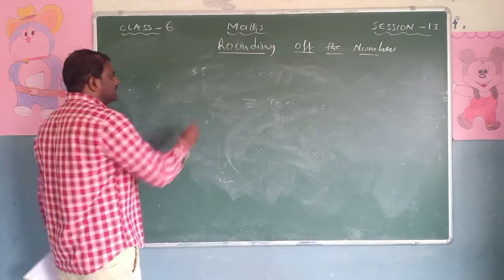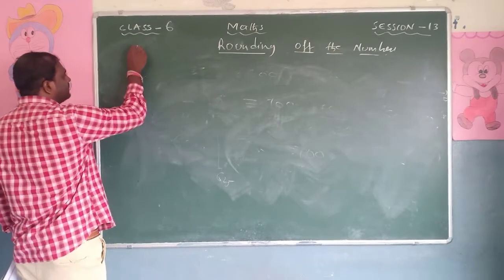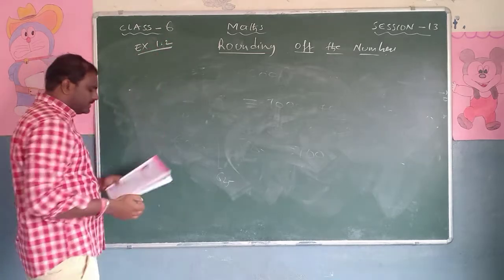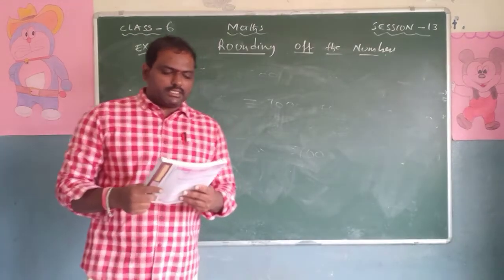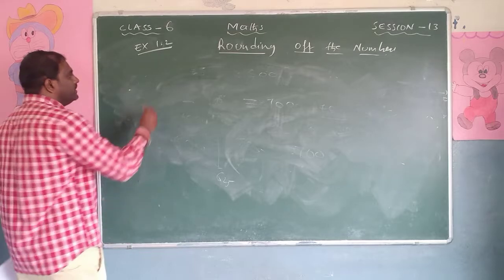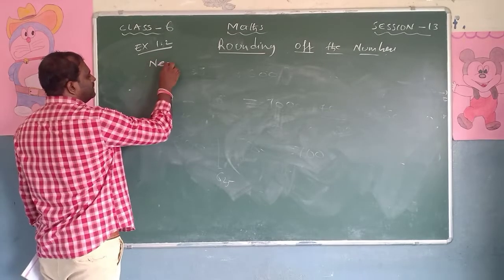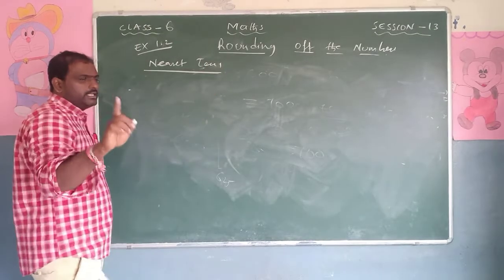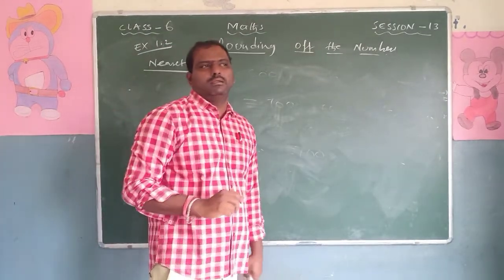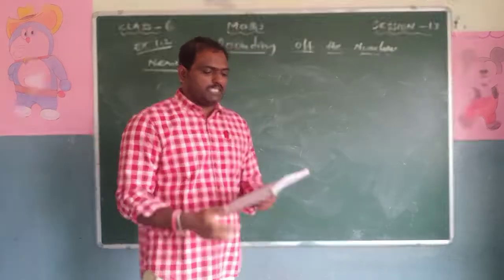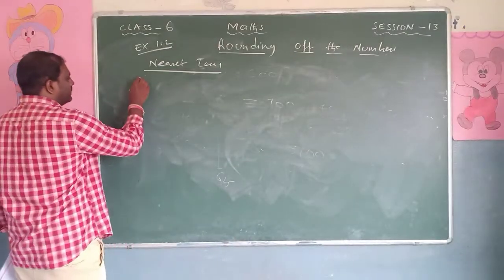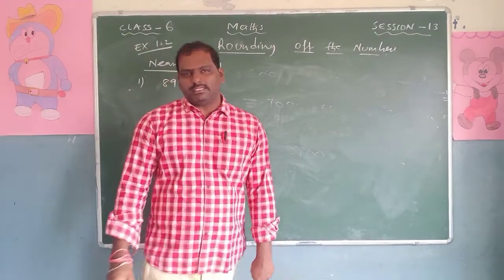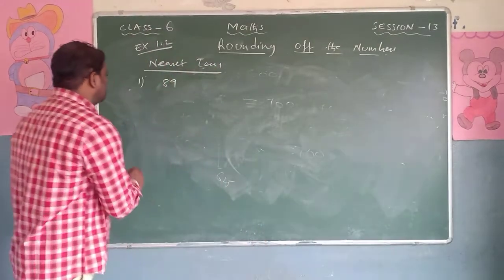Now I am going to the exercise questions. Exercise 1.2. The first question is, round off the following numbers to nearest tens. Okay, this is the question. Nearest tens, right? Read the question, important one. Nearest 10 or nearest 100 చాలా జాగ్రత్తగా చూడాలి. Okay, now the first one is 89. Okay, how to write the answer?